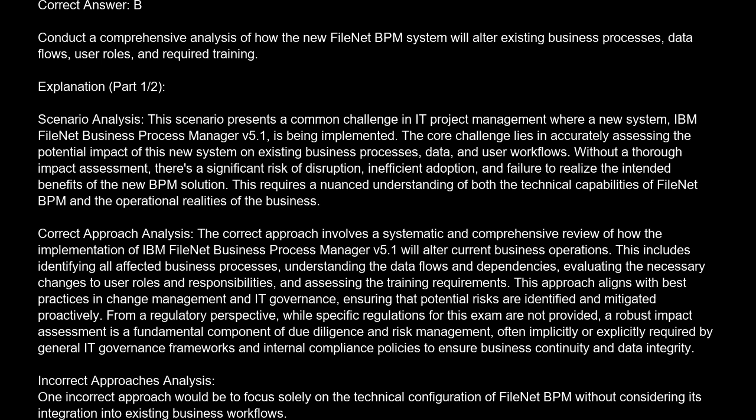is being implemented. The core challenge lies in accurately assessing the potential impact of this new system on existing business processes, data, and user workflows. Without a thorough impact assessment, there's a significant risk of disruption, inefficient adoption, and failure to realize the intended benefits of the new BPM solution. This requires a nuanced understanding of both the technical capabilities of FileNet BPM and the operational realities of the business.